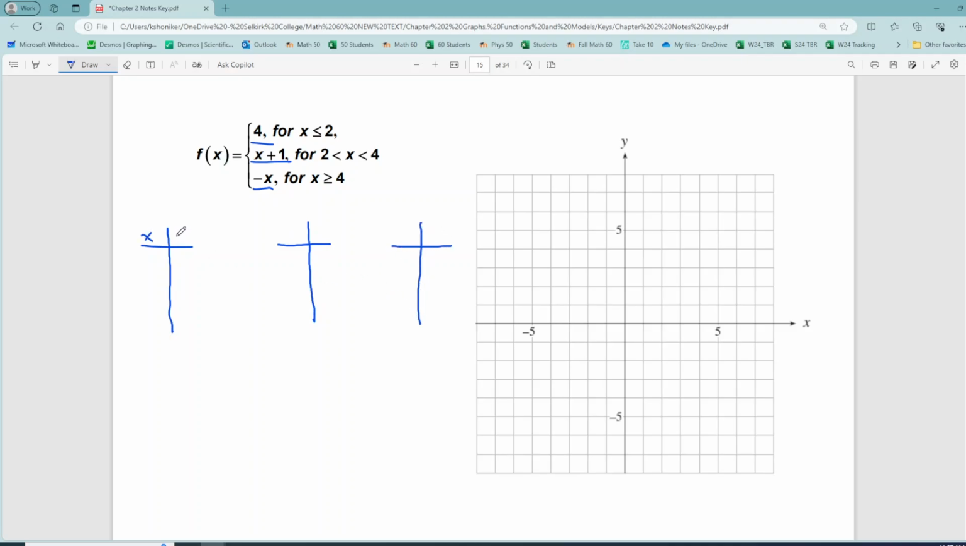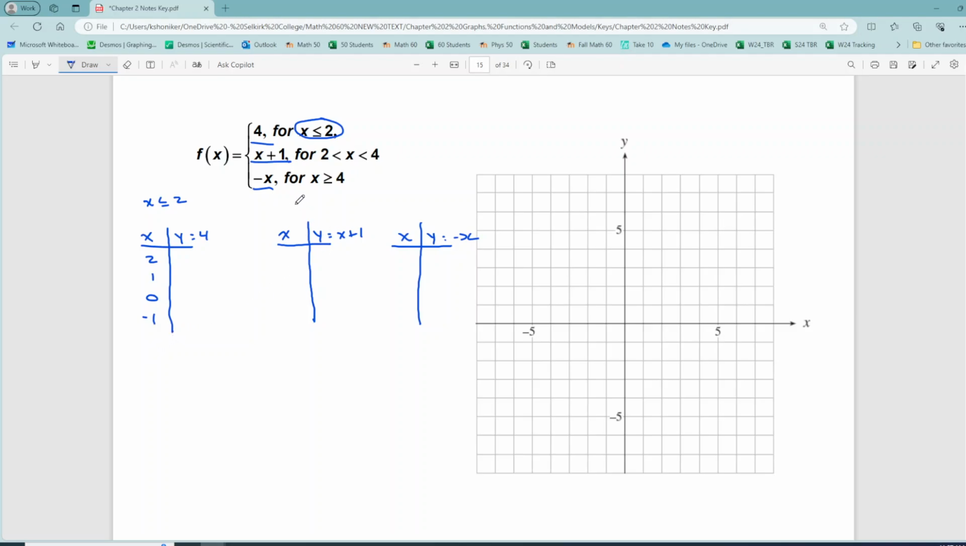This is going to be x where y equals 4. This is going to be x where y equals x plus 1. And this is going to be x where y is equal to negative x. Now for this first one, I'm going to pick values that are less than or equal to 2. So I'm going to pick 2, 1, 0, maybe negative 1.